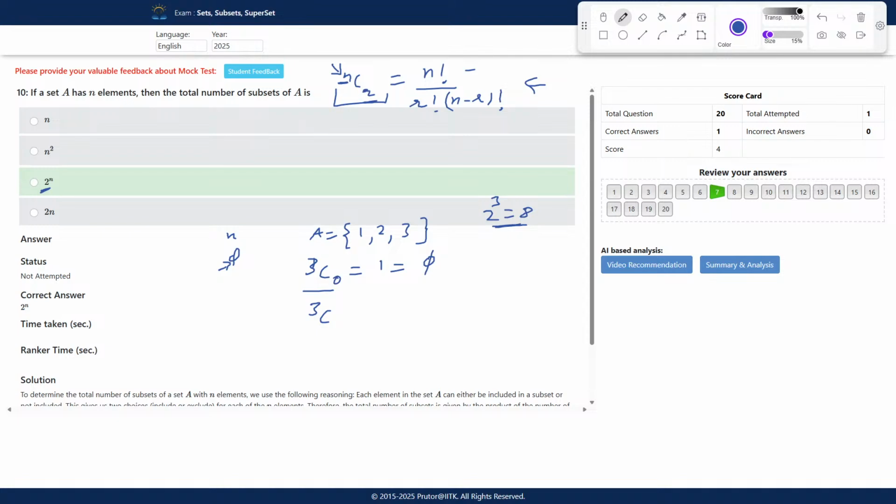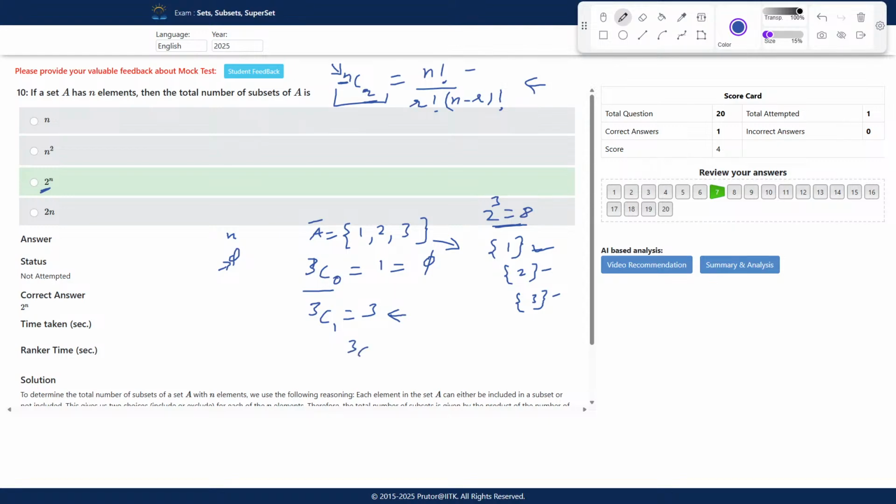Now you are going to select one element out of these 3. How many ways can you select? Simple, 3 ways. Clear? And what are those? Very simple. You can choose 1, you can choose 2, and you can choose 3. So you are having just 3, and these are the subsets of this set A with only one element in it. So you have 3 subsets having exactly one element.